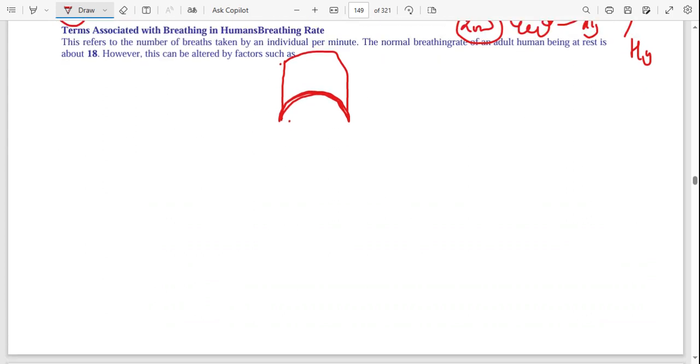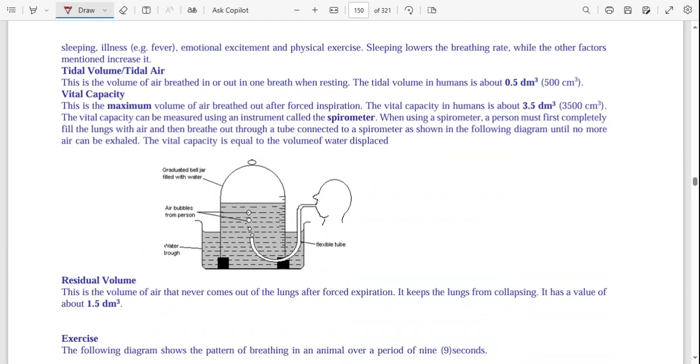And at rest, normally we are going to have the breathing rate in humans. Normally, it is 12 to 20 breaths per minute. So the way you're breathing, if you breathe in, you breathe out, that is one breath. You breathe in, breathe out, that's two breaths, and just like that. So you're going to have 12 to 20 of them in a minute.